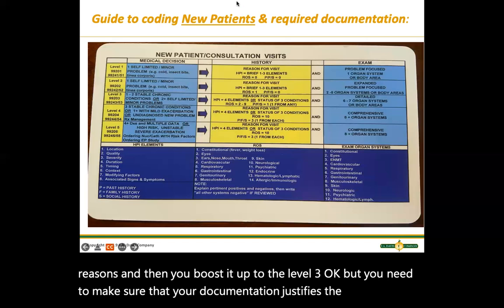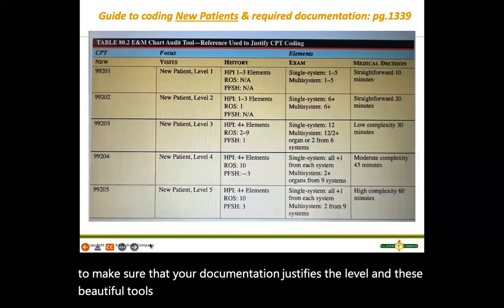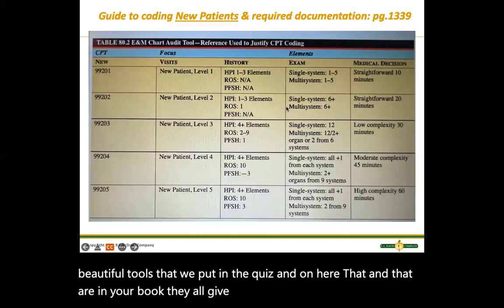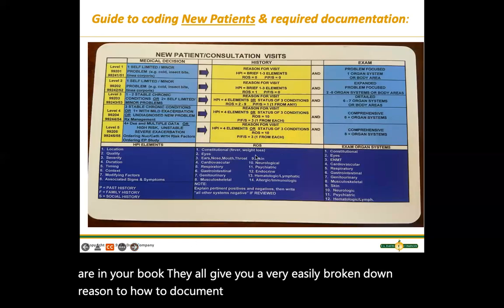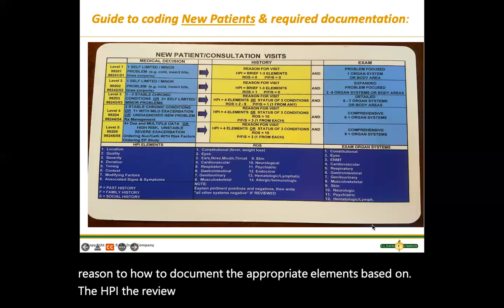And these beautiful tools that we put in the quiz and on here that are in your book, they all give you a very easily broken down reason as to how to document the appropriate elements based on the HPI, the review of systems, and your organ systems. Okay, so just remember that.